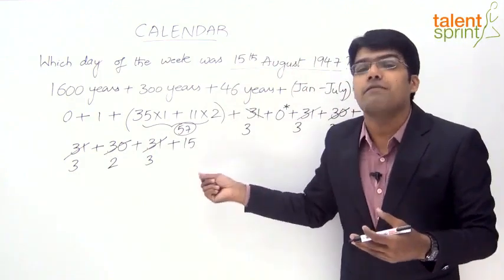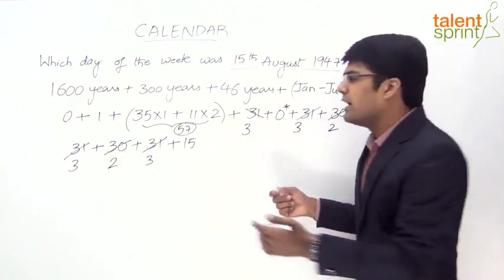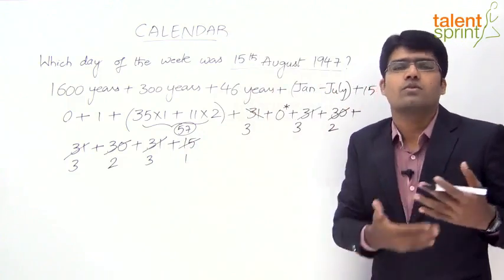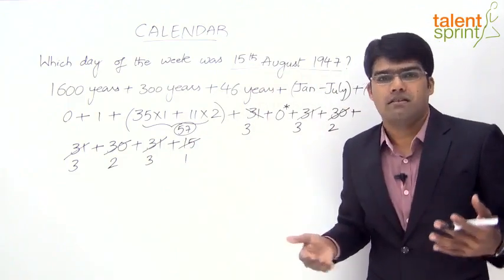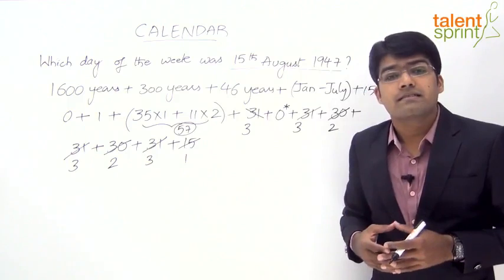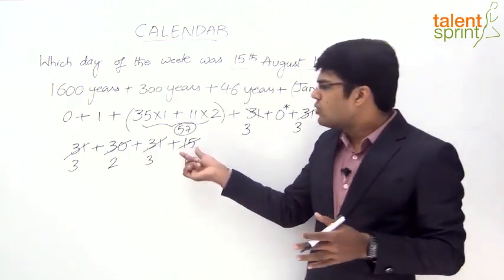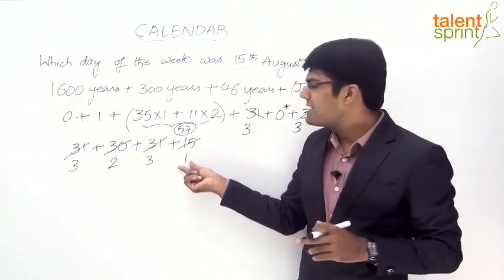We don't have to add 15. To make the calculation simple, I can say 15 is equal to 1 odd day. Why? 15 days is equal to 2 weeks plus 1 day. We very well know that odd days is nothing but, in a given period, the number of days more than complete weeks. So 2 complete weeks and 1 more day, so it can be taken as plus 1.